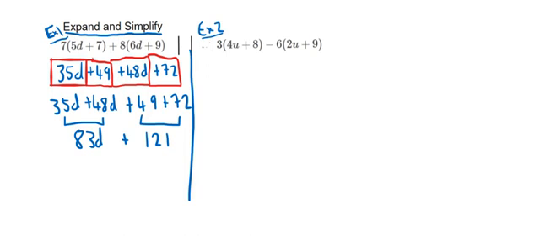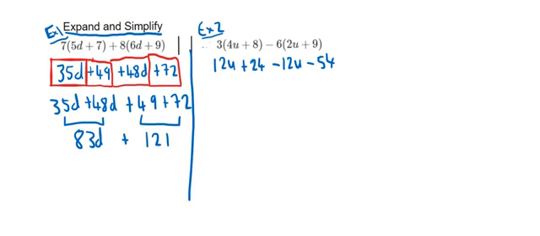The second example, I'm going to do the same thing again. So 3 multiplied by 4u would be 12u. 3 multiplied by 8 is 24. Sorry. So minus 6 multiplied by 2u would be minus 12u. Just be careful with the minus again. And then it's minus 6 multiplied by positive 9, so that's minus 54.